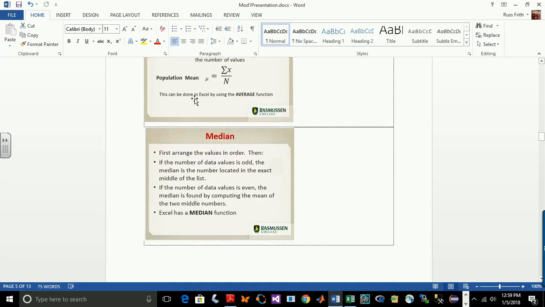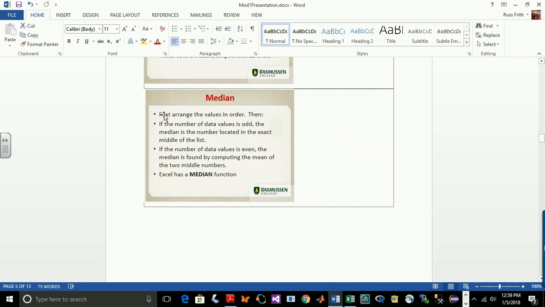Median is different. To find the median of a data set, first arrange the values in order. Then, if the number of data values is odd, the median is the number located in the exact middle of the list. If the number of data values is even, the median is found by computing the mean of the two middle numbers. Excel has a median function.